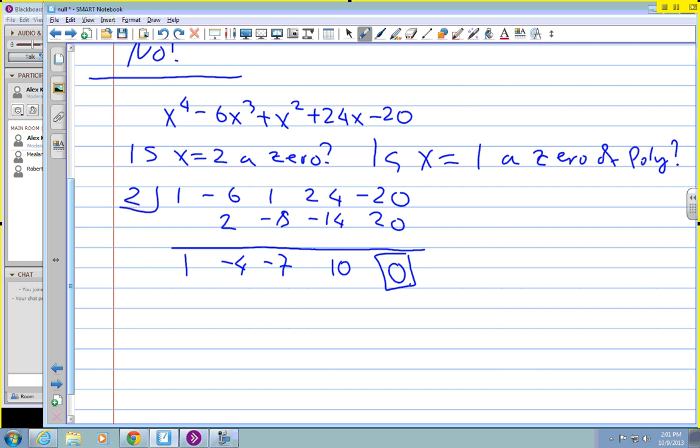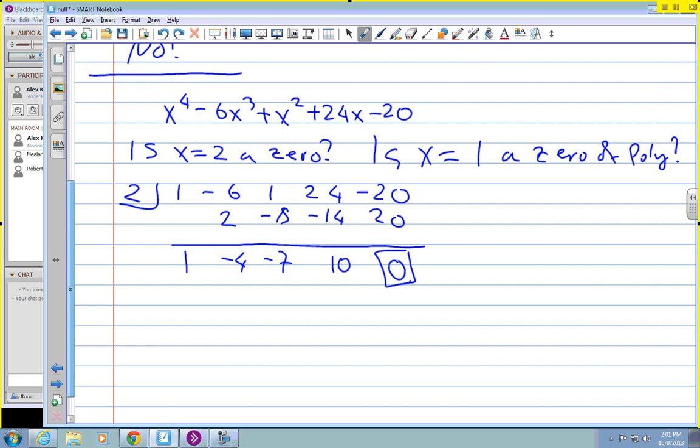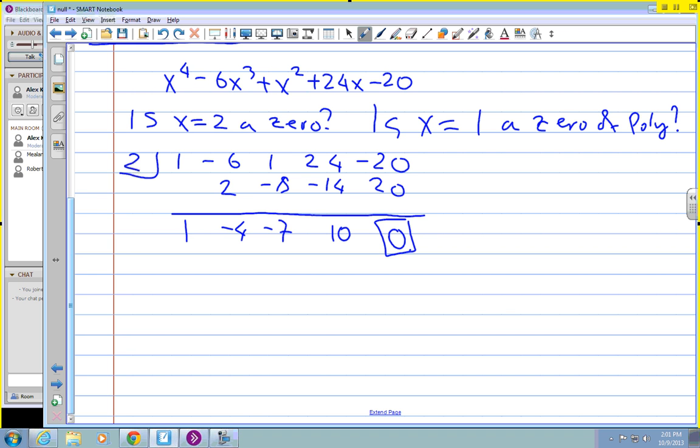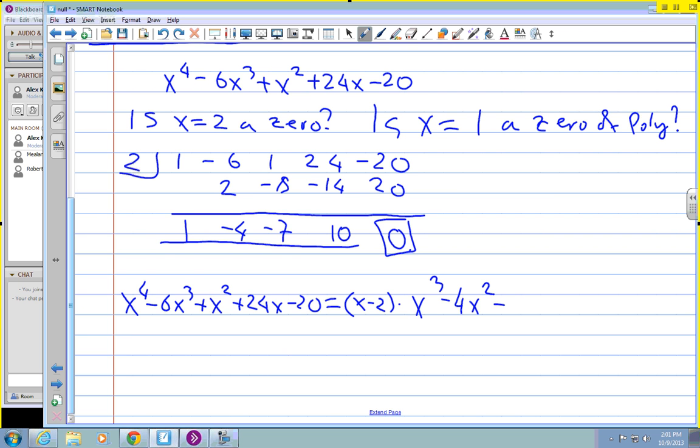I can do the same thing, or let me ask you this question. Right now, don't write this down, because it's really important that you hear what I'm trying to say here. So right now, what do we have? We have our polynomial written as x minus 2 times x cubed minus 4x squared minus 7x plus 10.